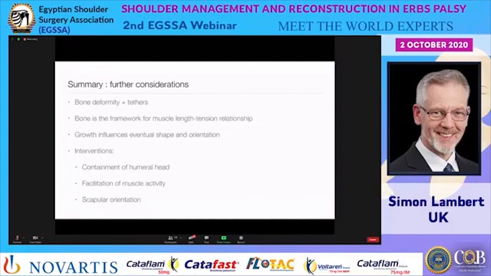So bone deformities must be seen in the context of asymmetric weakness and the contractures or tethers. We do like to try and restore the bone as a framework to restore muscle length tension relationships, to optimize the actions and the activity of the muscles that are able to work. But we also have, as has been emphasized by my friends and colleagues already, to appreciate that growth influences the eventual shape and orientation of the shoulder. And we have to be very careful what we do and when.